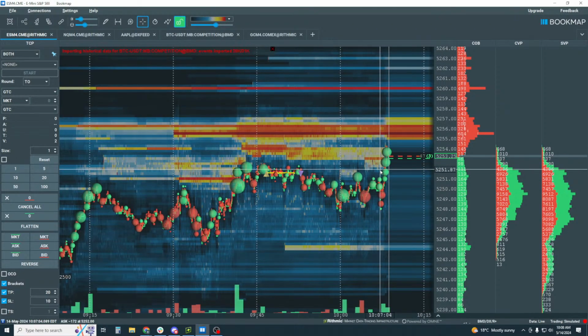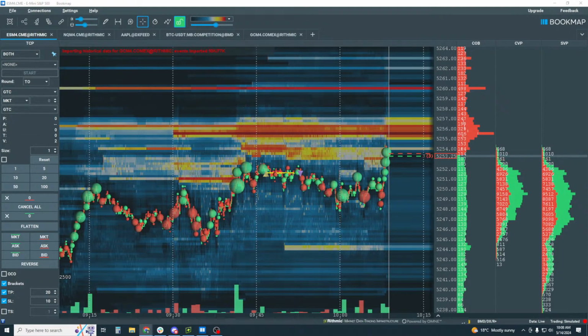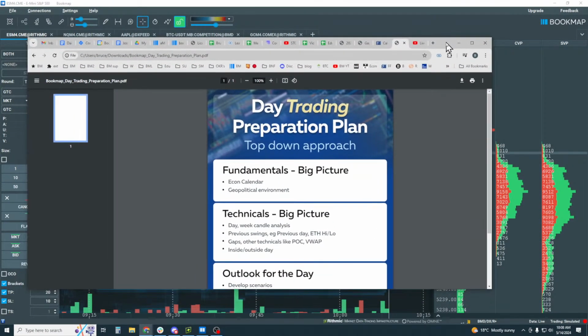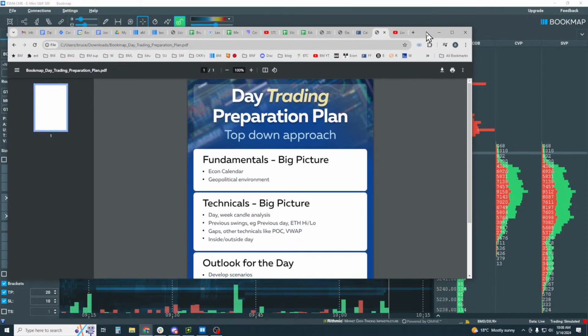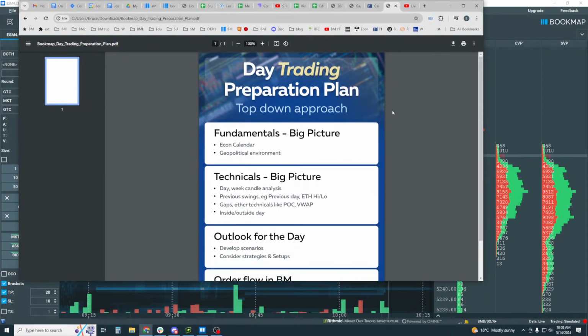But let's take a look at our bigger picture and go through our process in here. All right, so our process is to look at gold, we'll look at Bitcoin. Let's just go through our top-down approach here: fundamentals, economic calendar, geopolitical environment. So yeah, we just went through all of that. PPI. Now, again, regarding the economic calendar, tomorrow we have a really big day with CPI.